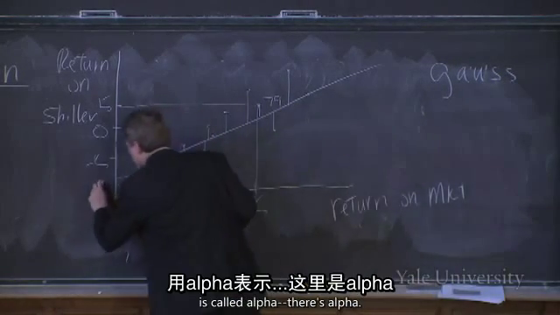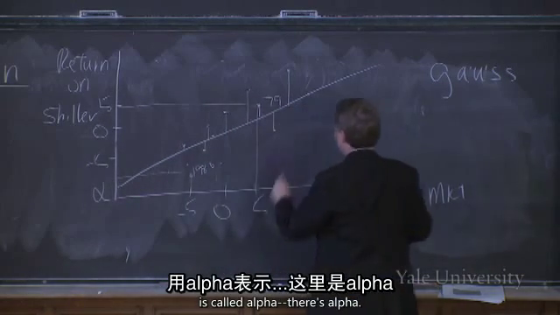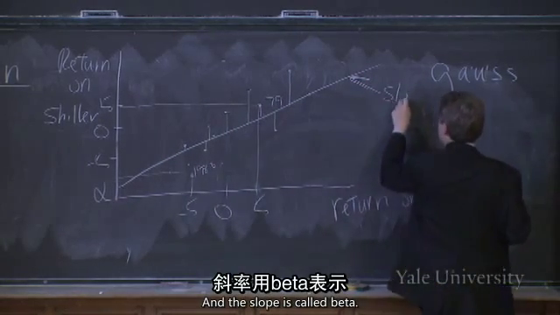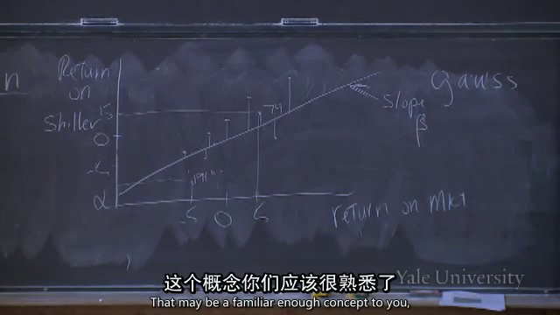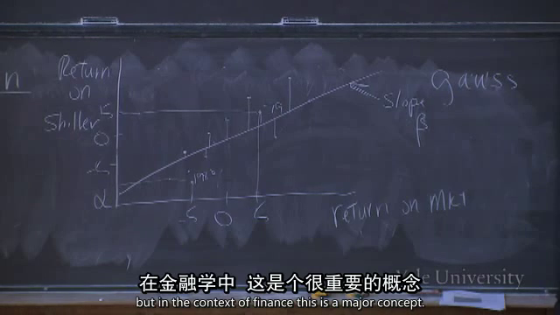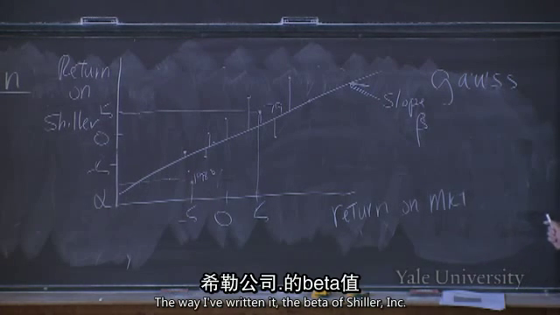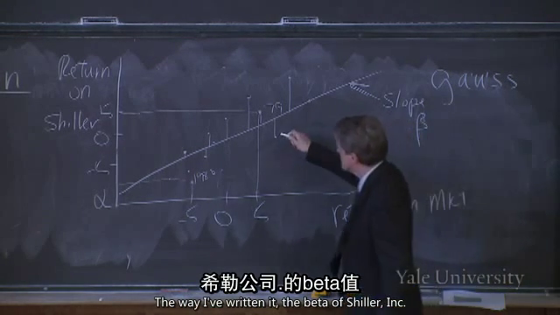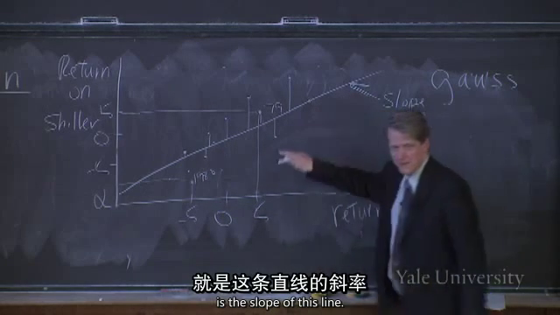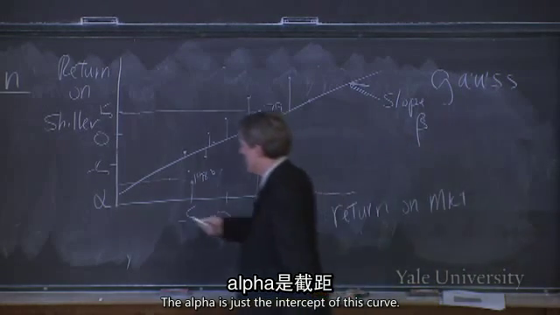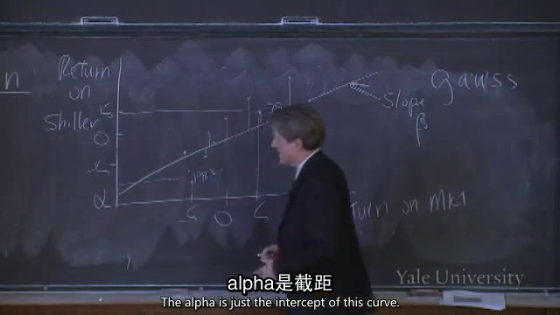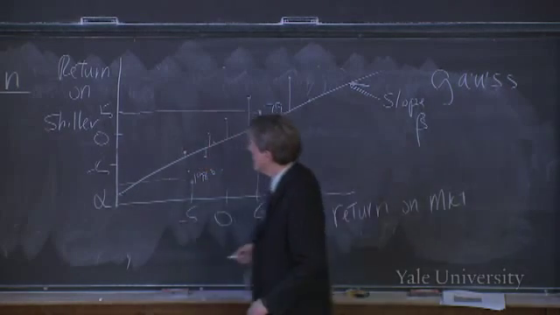The intercept is called alpha. There's alpha. And the slope is called beta. Okay, so that's maybe a familiar enough concept to you. But in the context of finance, this is a major concept. The way I've written it, the beta of Schiller Corporation is the slope of this line. The alpha is just the intercept of this curve.